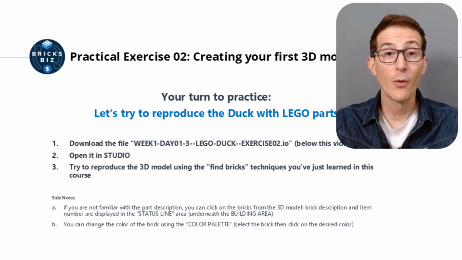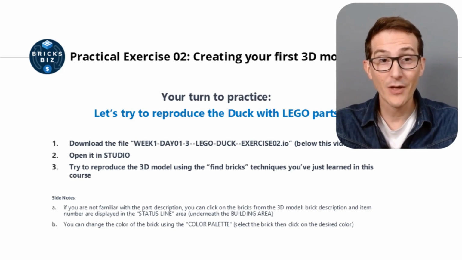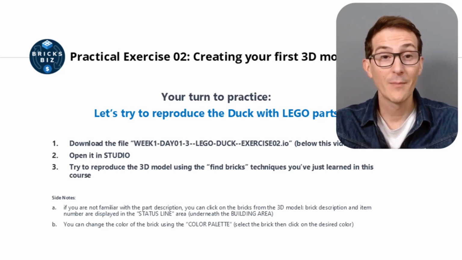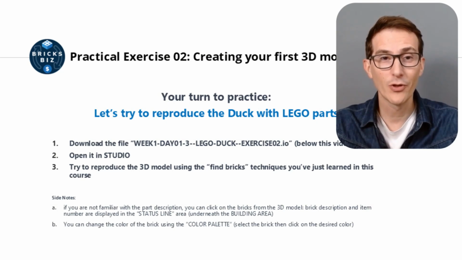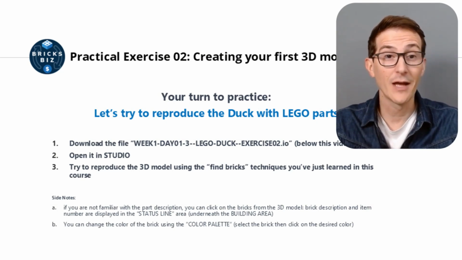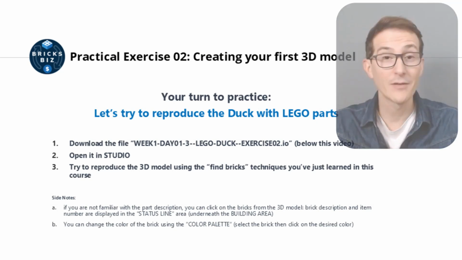Once again, if you are not yet familiar with the description of Lego parts, you can click on the bricks of the existing 3D model in the background. The description of the brick and its identifier will be displayed in the status line. You can reuse this information in the search area. Pause this video to do the exercise. And if you're facing difficulties with the exercise, I'll let you restart the video so you can watch me perform the exercise live. See you in a couple of minutes.